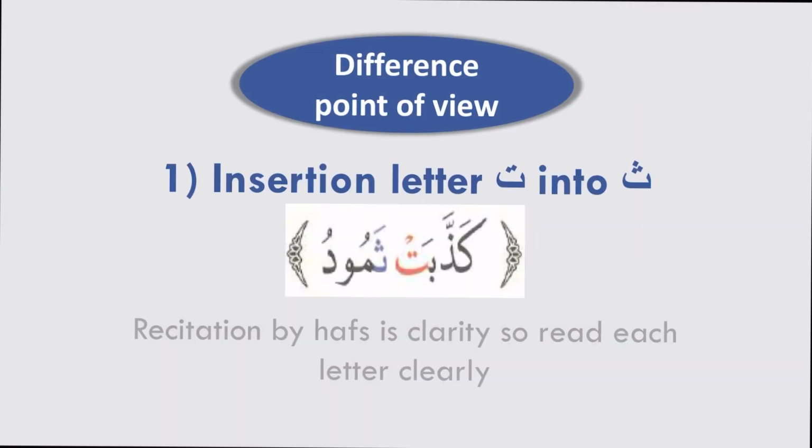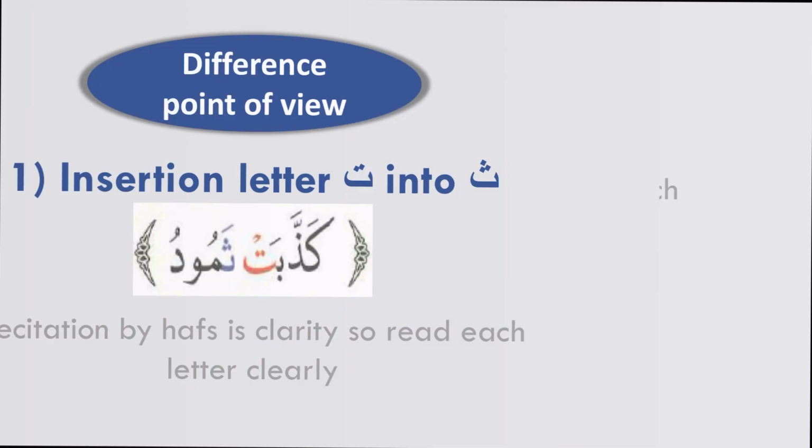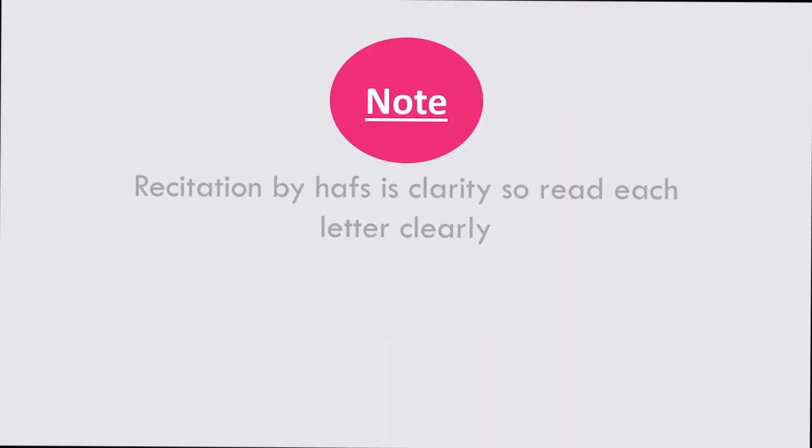The same as كذبت ثمود. Recitation by Hafs and Asim is done by clarity, making every letter clear, but some reciters do this as insertion, كذبت ثمود, inserting these together. So Hafs and Asim do clarity, so we need to give every letter a clear sound, which means we give each letter its haraka, then move to the next one. So by this we are done, alhamdulillah rabbil alameen, with all of the case of the two close letters.